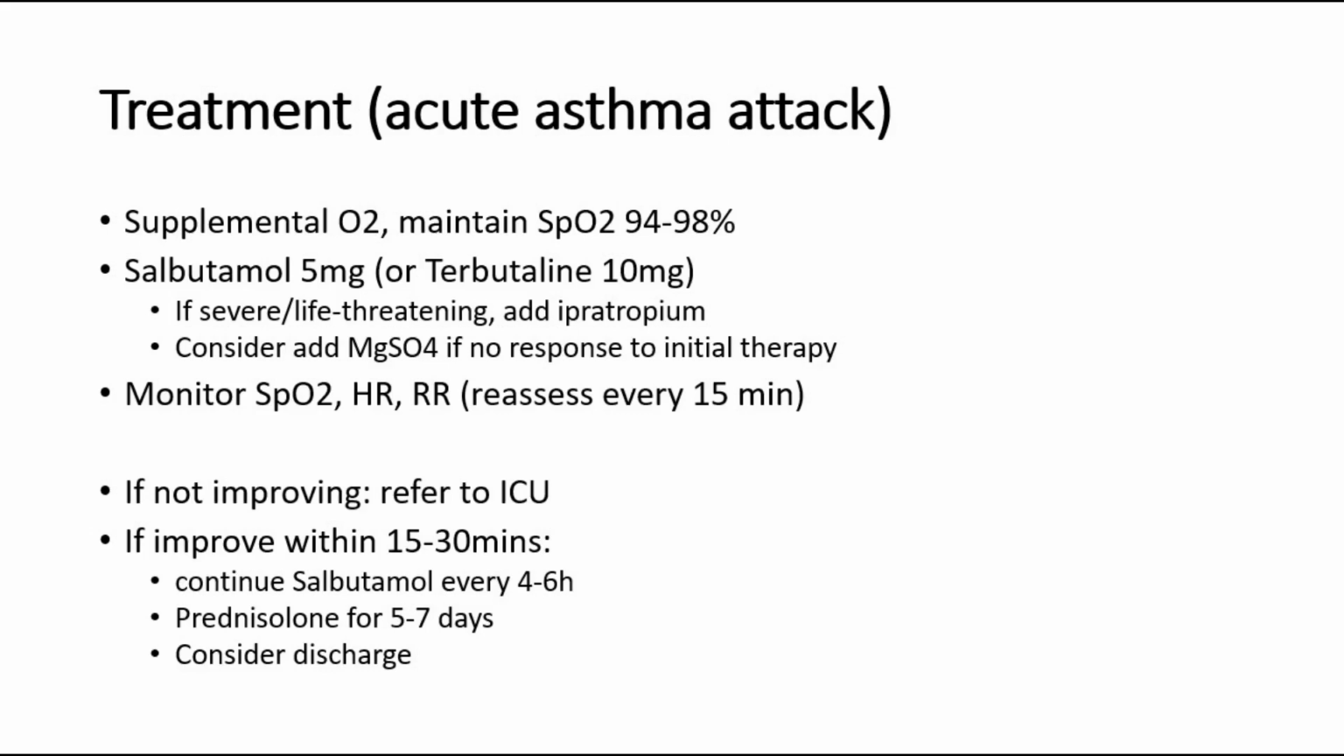Then we reassess the patient's condition every 15 minutes. We monitor the vital signs, and if the patient is not improving, we can refer to ICU to consider for ventilatory support or increase of the medical therapy, for example, aminophylline, or even IV salbutamol. If the patient's condition improves within 15 to 30 minutes, we can then continue the nebulized salbutamol every 4 to 6 hours. And if the peak expiratory flow is more than 75% 1 hour after the initial treatment, we can consider discharge with outpatient follow-up and also give prednisolone for around 5 to 7 days. This is for acute asthma attack.